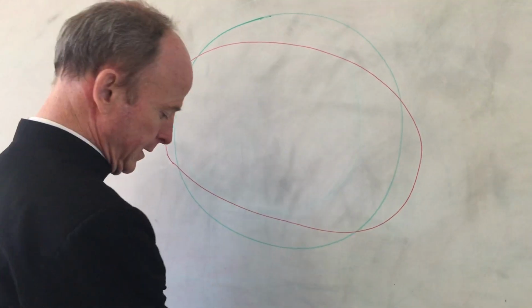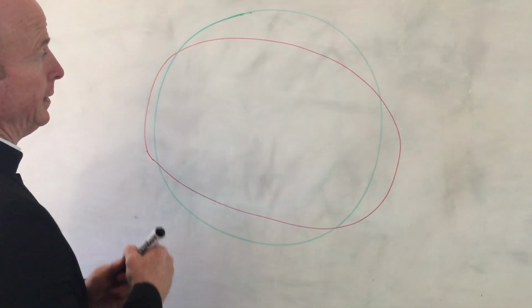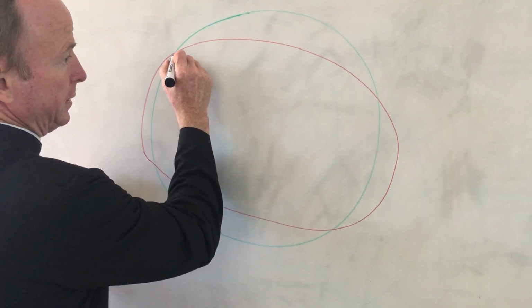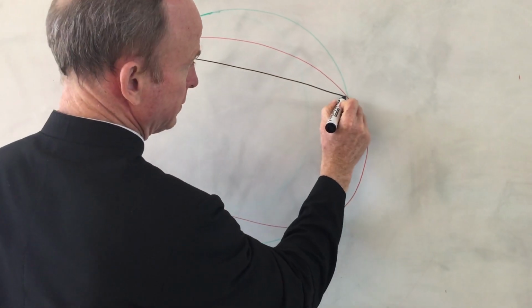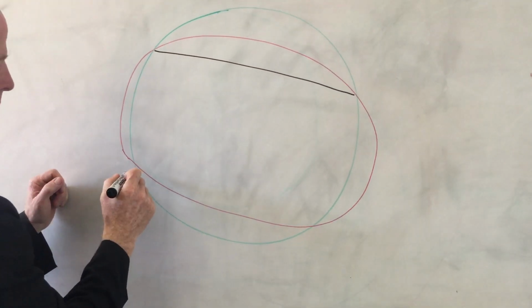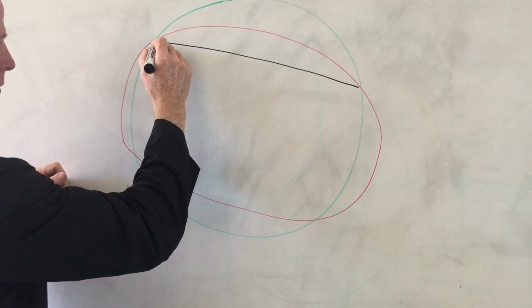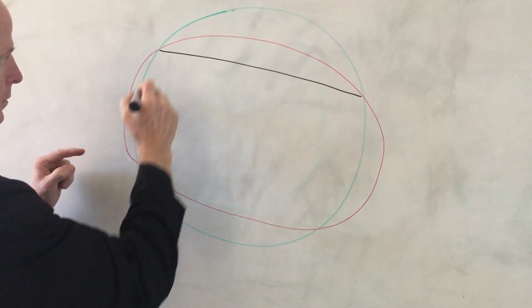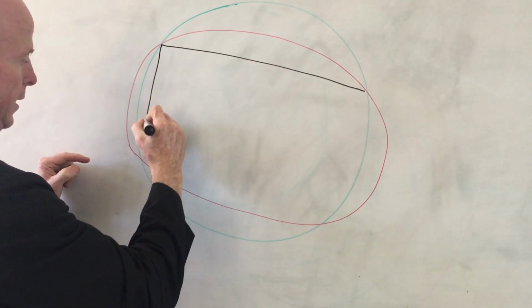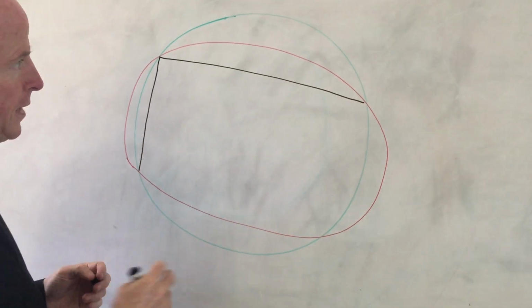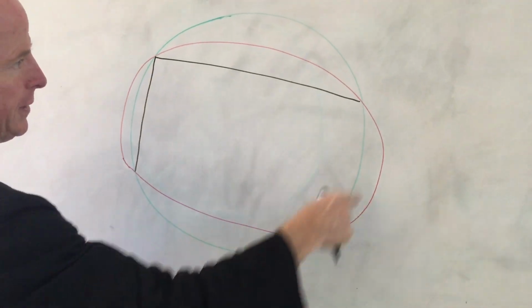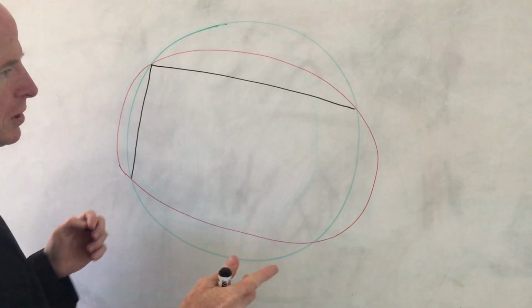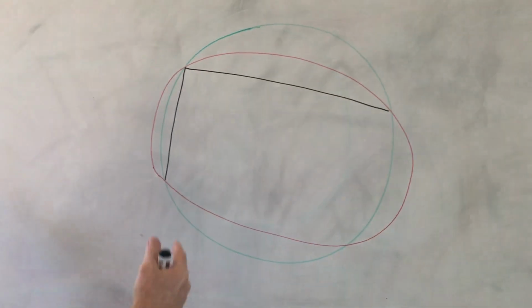Okay, so now let's connect some lines here. Connect some points. Connect these 2 points and connect these 2 points, where the circles cut each other. Now let's take this line of the green circle. We're just going to call it of the green circle just to be strict.